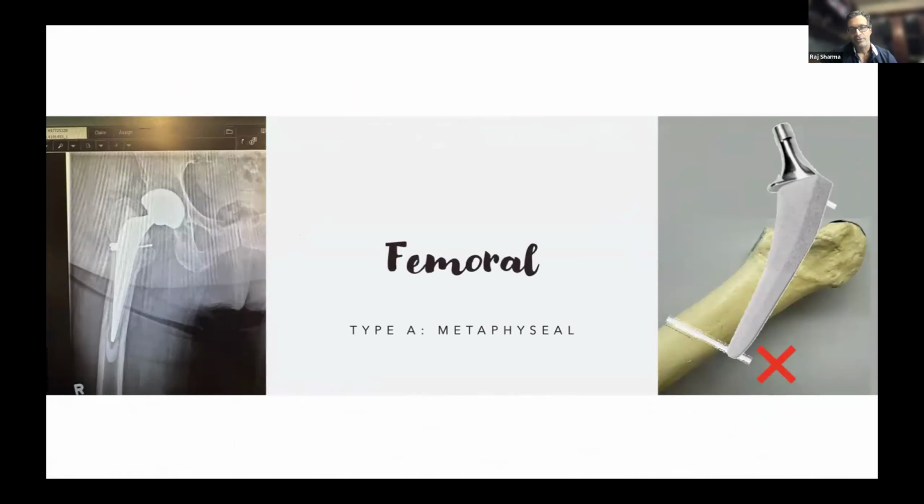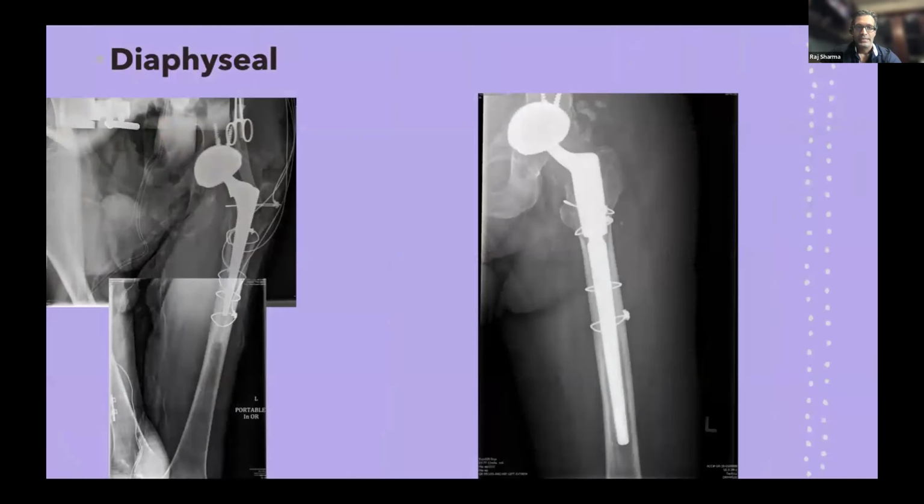This is a modified Vancouver classification for intraoperative fractures. So these are typically classified into three different categories: metaphyseal, diaphyseal, and then distal. In terms of metaphyseal, there's three different types, and each of these categories, metaphyseal and diaphyseal, are three different types. Those are perforations, cracks, and then completely displaced. So if there's a perforation, you can just reposition as long as it's stable, and you can bone graft. If it's a crack, you can put a cable. If it's displaced, you may need a longer stem.